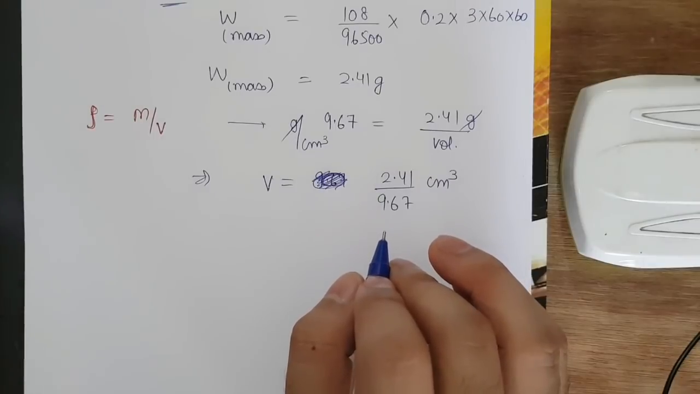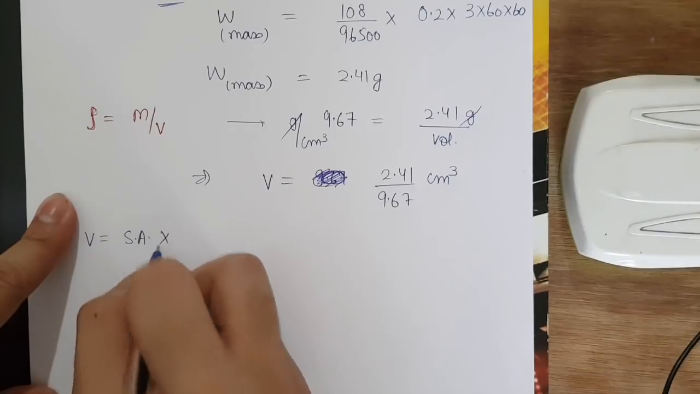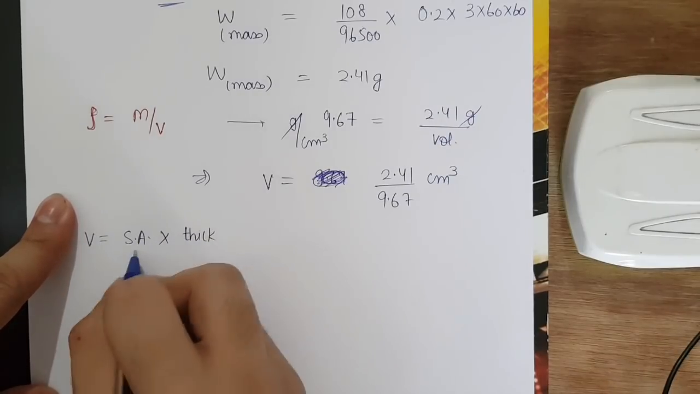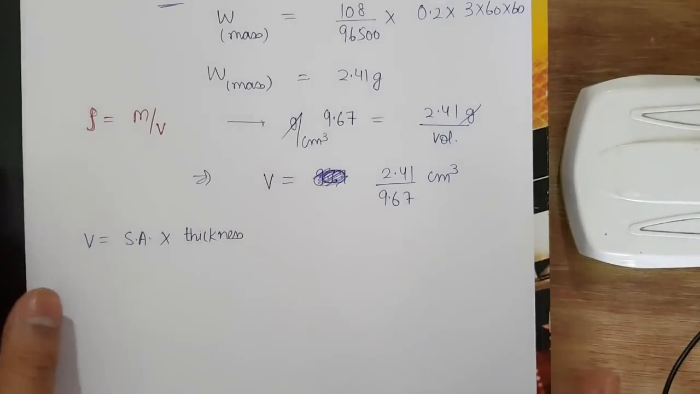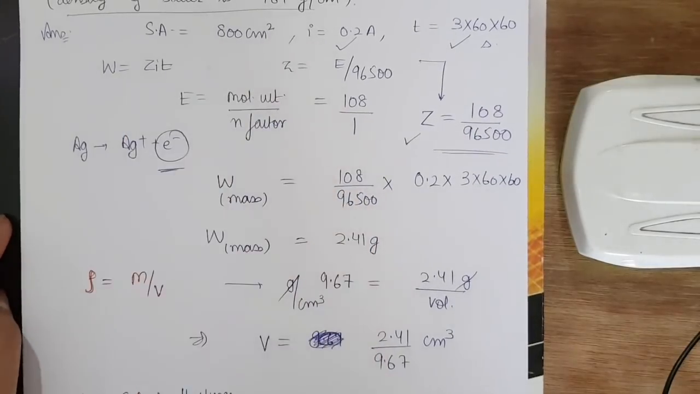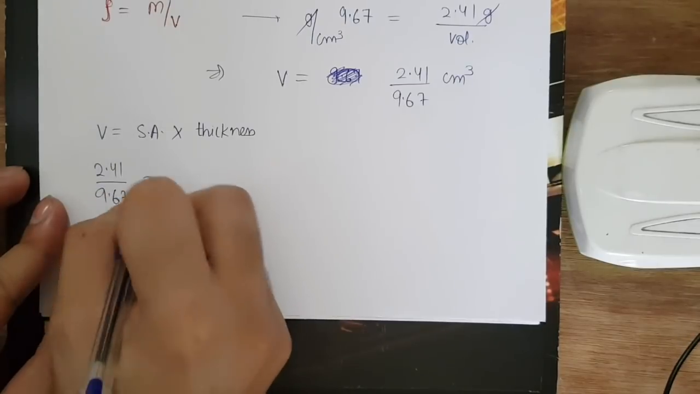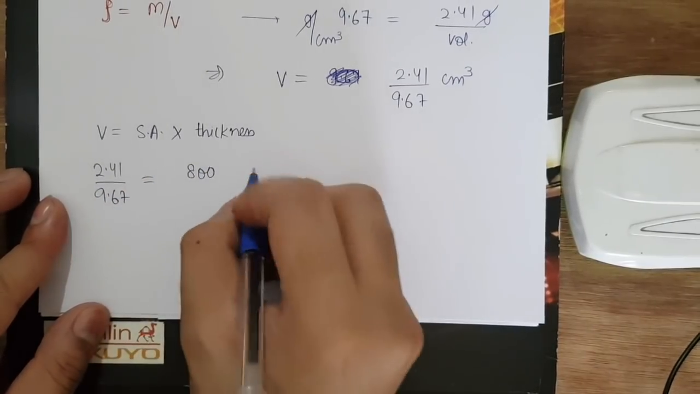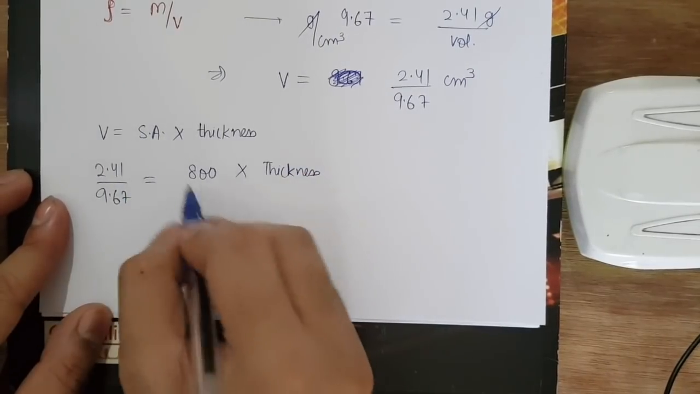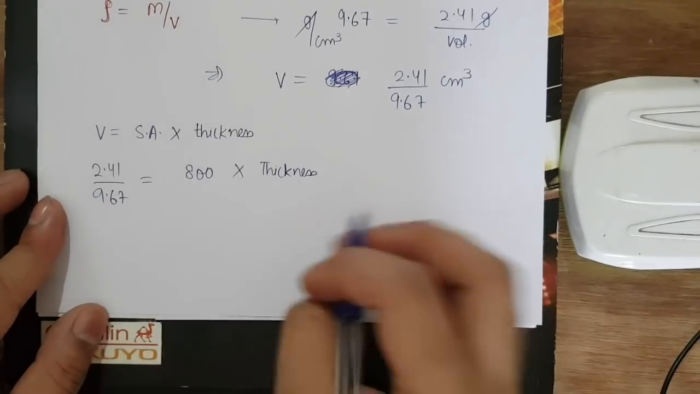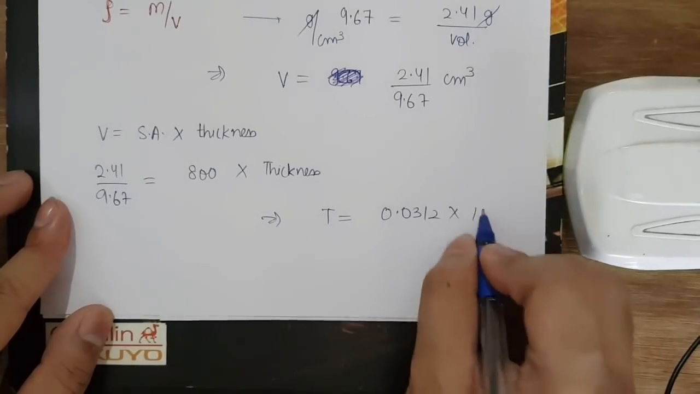Now the volume has been found out. What is volume? Volume is mathematically equal to surface area into height or thickness, because this is in centimeter square and this is in centimeter, so that gives us the volume. Surface area has been given to us as 800 centimeter square. So volume is equal to 2.41 upon 9.67, which is equal to surface area, 800 centimeter square, into thickness. Everything is in centimeter cube and centimeter square, so the thickness would be in centimeter finally. So thickness comes out as 0.0312 into 10 raised to power minus 2.